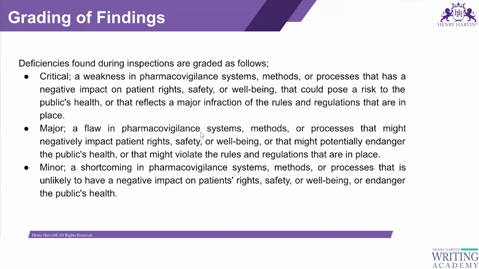So the deficiencies found during the inspections are considered critical if there is a weakness in the pharmacovigilance system or in the pharmacovigilance methods by which they are conducting their pharmacovigilance activities, or in any process which has a negative impact on patient rights, safety, and well-being, which can also pose a risk to public health. And if there is any major violation or deviation from the rules and regulations that are being followed.